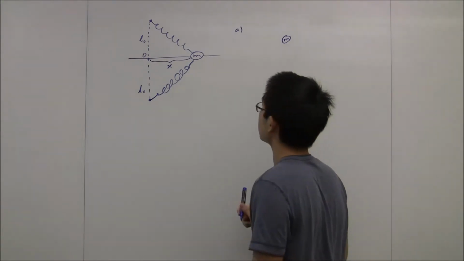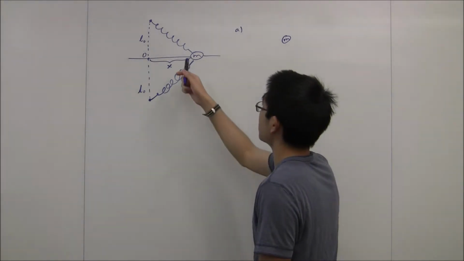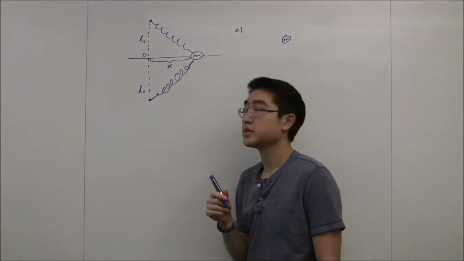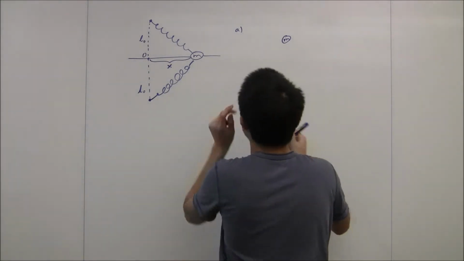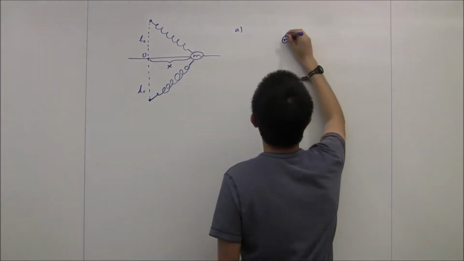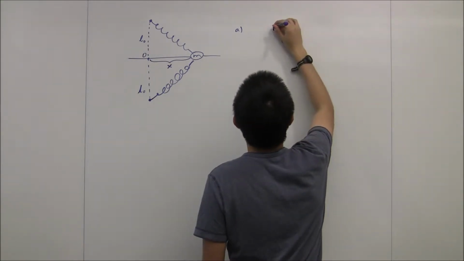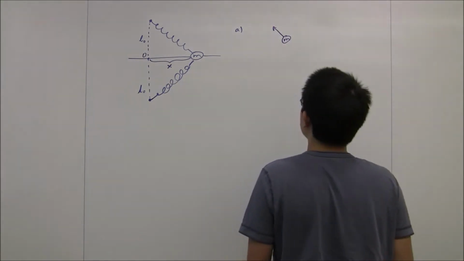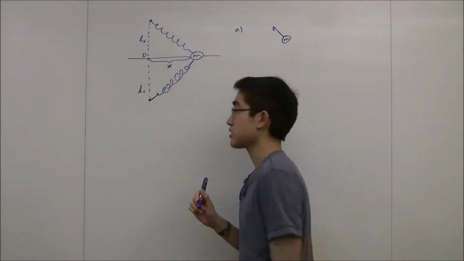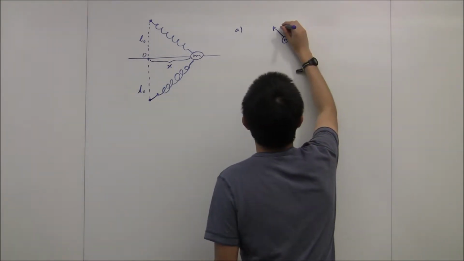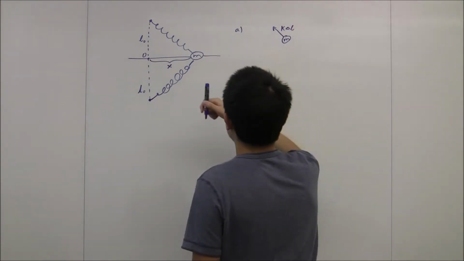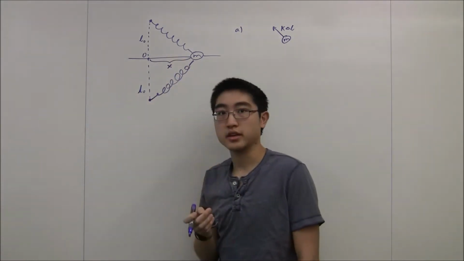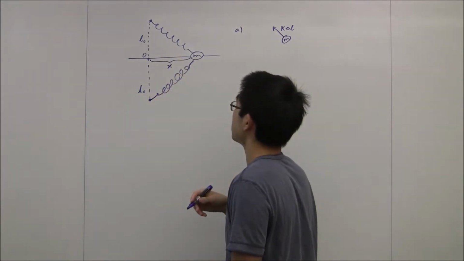So the two forces acting on the bead are going to be the two spring forces of the springs that are attached to the bead. So we've got the upper spring, which is going to exert a spring force according to Hooke's law that has magnitude K times delta L, where delta L is going to be the stretch of the spring from its equilibrium length.